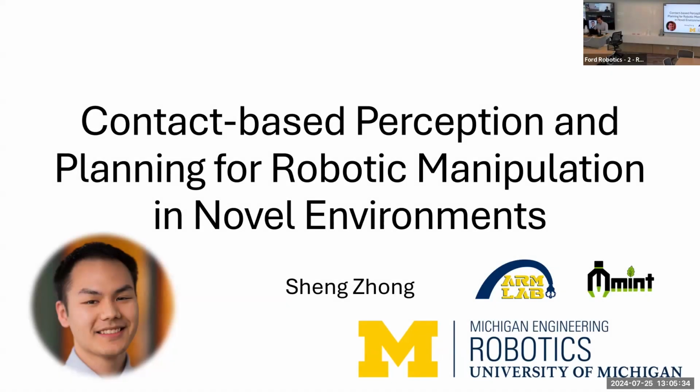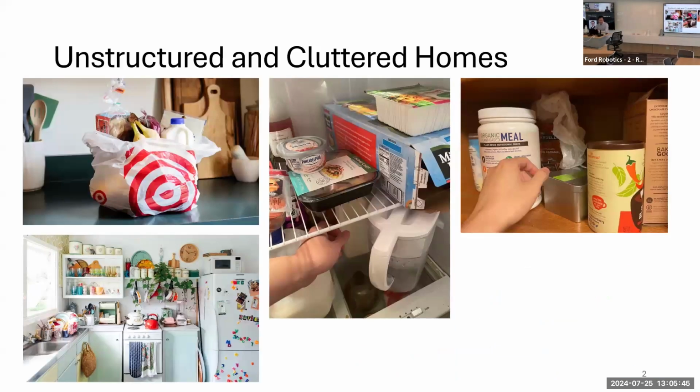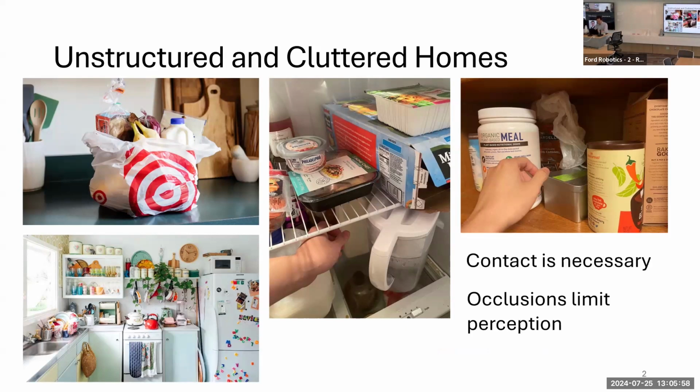And I'm excited to share with you all the work that I've done on contact-based perception and planning for robotic manipulation in novel environments. As examples of these novel environments, we consider these homes where each one is a little different from each other and they can change frequently. Occlusions in particular are common in these environments and are a major challenge for visual perception. So in many cases, contact becomes necessary to actually collect more information.